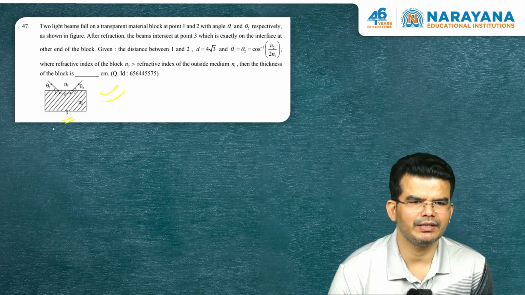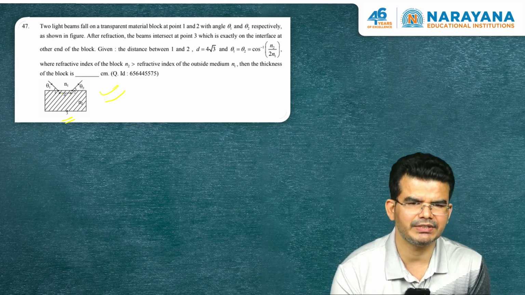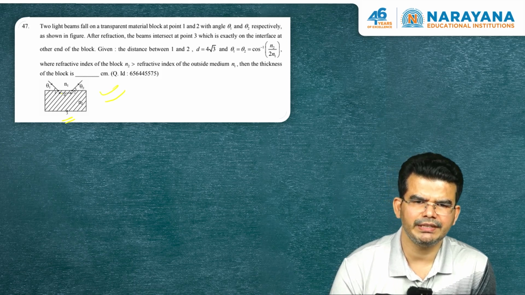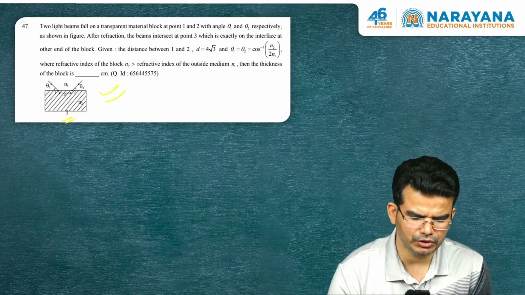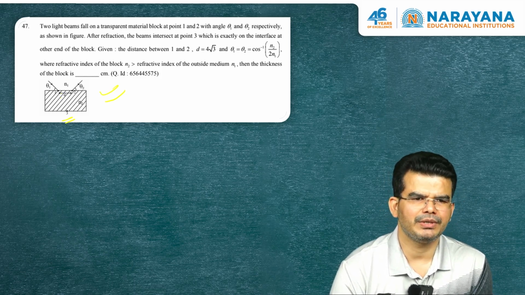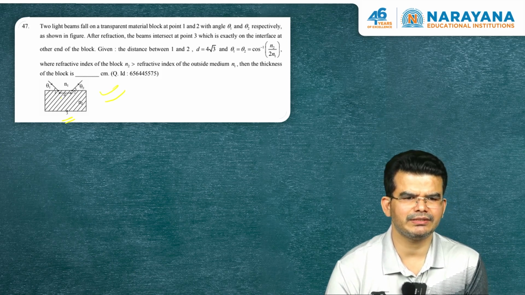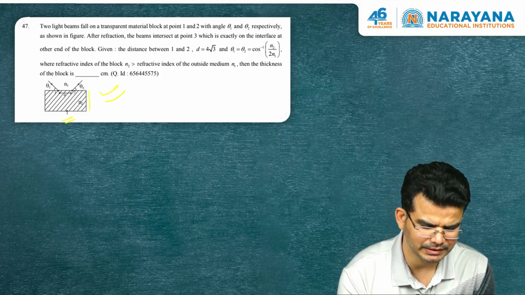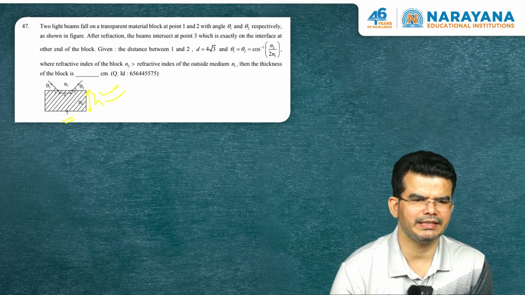At the other end of the block, given distance between 1 and 2, this d, they have given how much? 4 root 3. Theta 1 and theta 2 is such that cos theta equals n2 upon 2 n1. Above is n1, below is n2 medium. The refractive index of the block n2 is greater than that of the outside medium n1. Then they are asking the thickness of the block, this distance, let us say this is h. So I think this h they are asking, very simple.